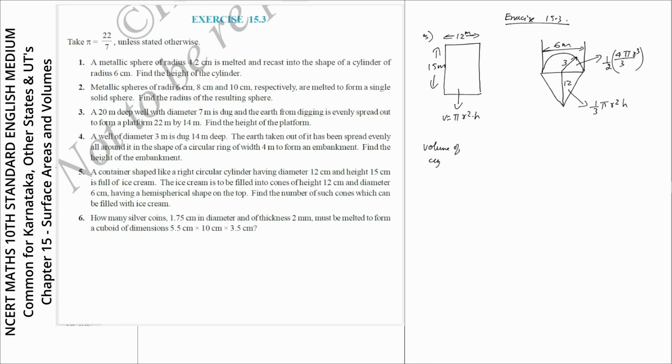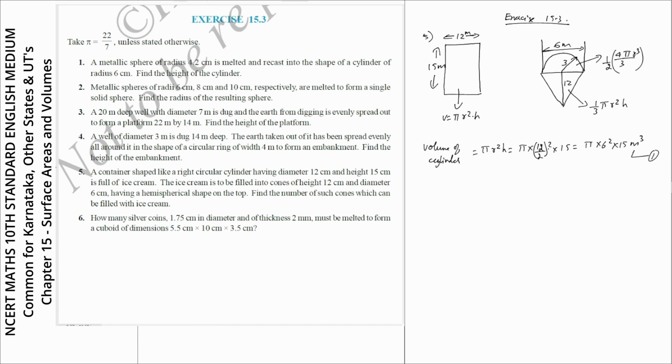Now we'll calculate the volume of the cylinder. Volume of cylinder is equal to pi r square h. So pi into r is 12 by 2, where 12 is the diameter, into h is 15. So this is equal to pi into 6 square into 15. This is the volume of the cylinder, or the volume of the ice cream. I'll mark this as 1.